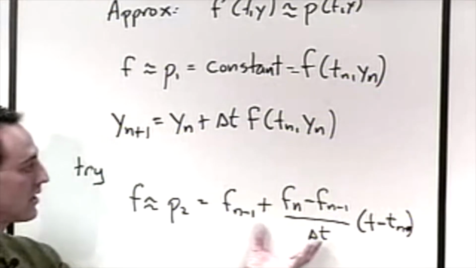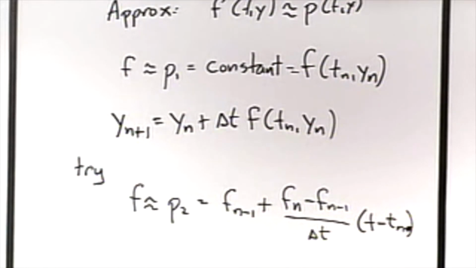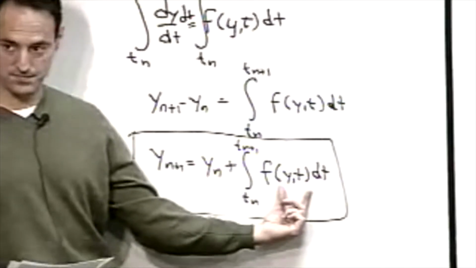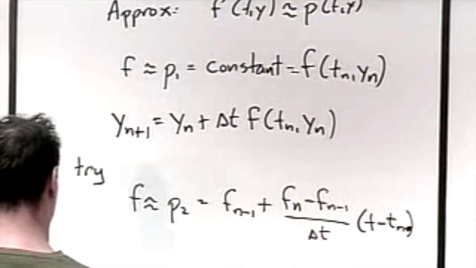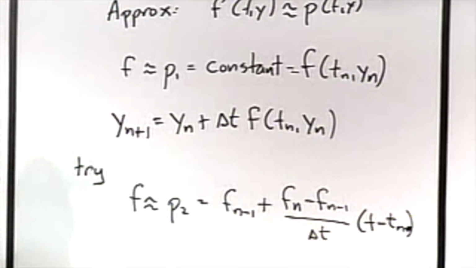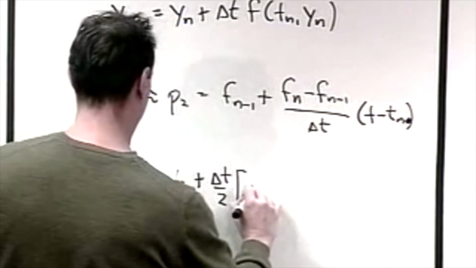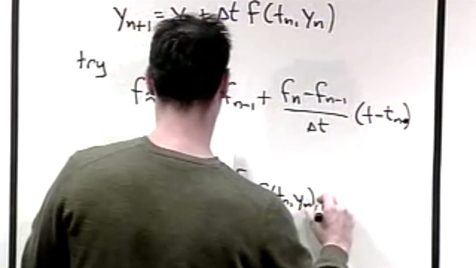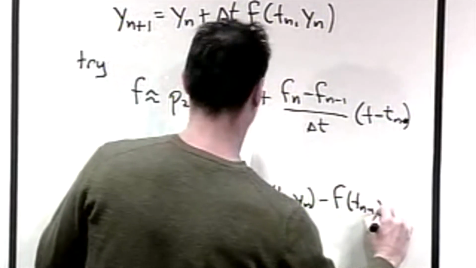So now that I have this, I can take this thing here, plug it into my integral formula here, integrate. It's a very simple integration. And when you do all that, you end up with the following. The future point is equal to the current point plus delta t over 2 times 3 times f evaluated at the current point, and minus 1 times f evaluated at the past point.